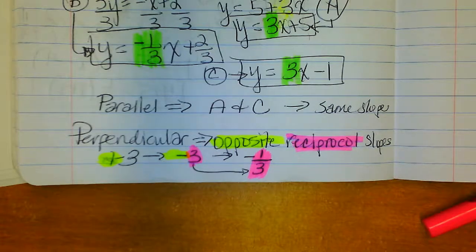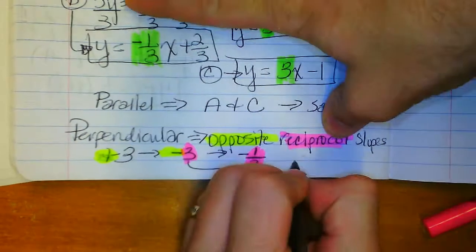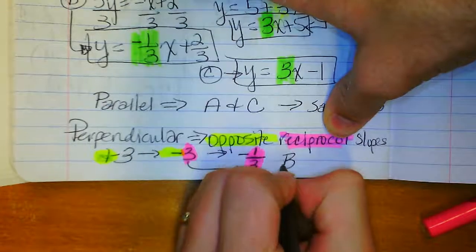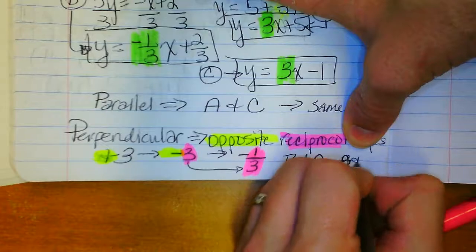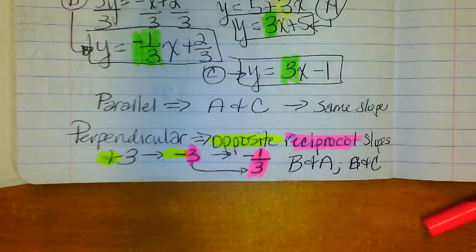Son perpendicular. ¿Por qué? Why are these two lines, C and B, why are they perpendicular? Yeah, because it's opposite reciprocal. We take the 3, we make it negative, and we make a fraction. So that's the two things that you need. So the two lines that are perpendicular are B and A, B and C. Those are all perpendicular to each other.